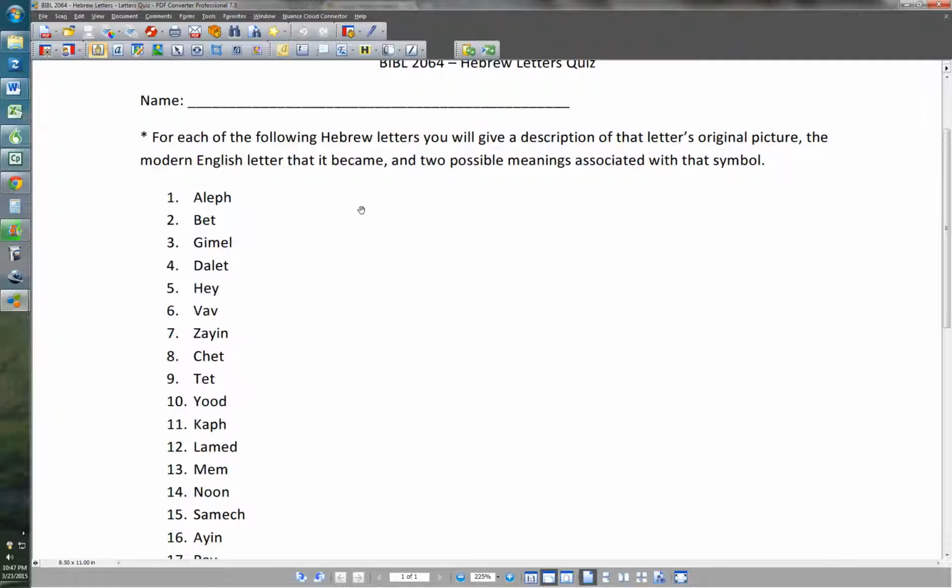So I'll do the first one, the Aleph. The Aleph was the ox head, right? So that's what I want you to put there. It was a picture of an ox head, right? So that's the description of the letter's original picture: an ox head.